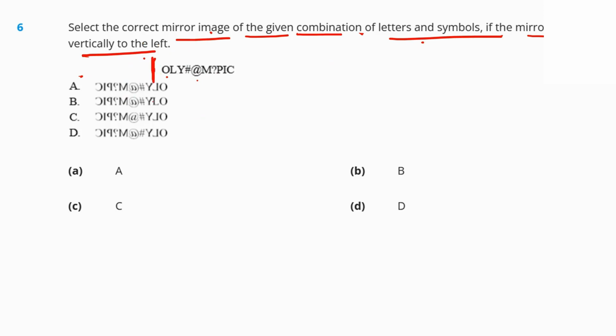Firstly, if I look into the options over here, L is straight, so this is eliminated. At the rate is straight, eliminated. Okay, 2 options already eliminated. Now we are left with option A and D. If we look into option A and D, the hashtag in option D is again straight over here. So the only option with all the alphabets reversed to its side is option A.